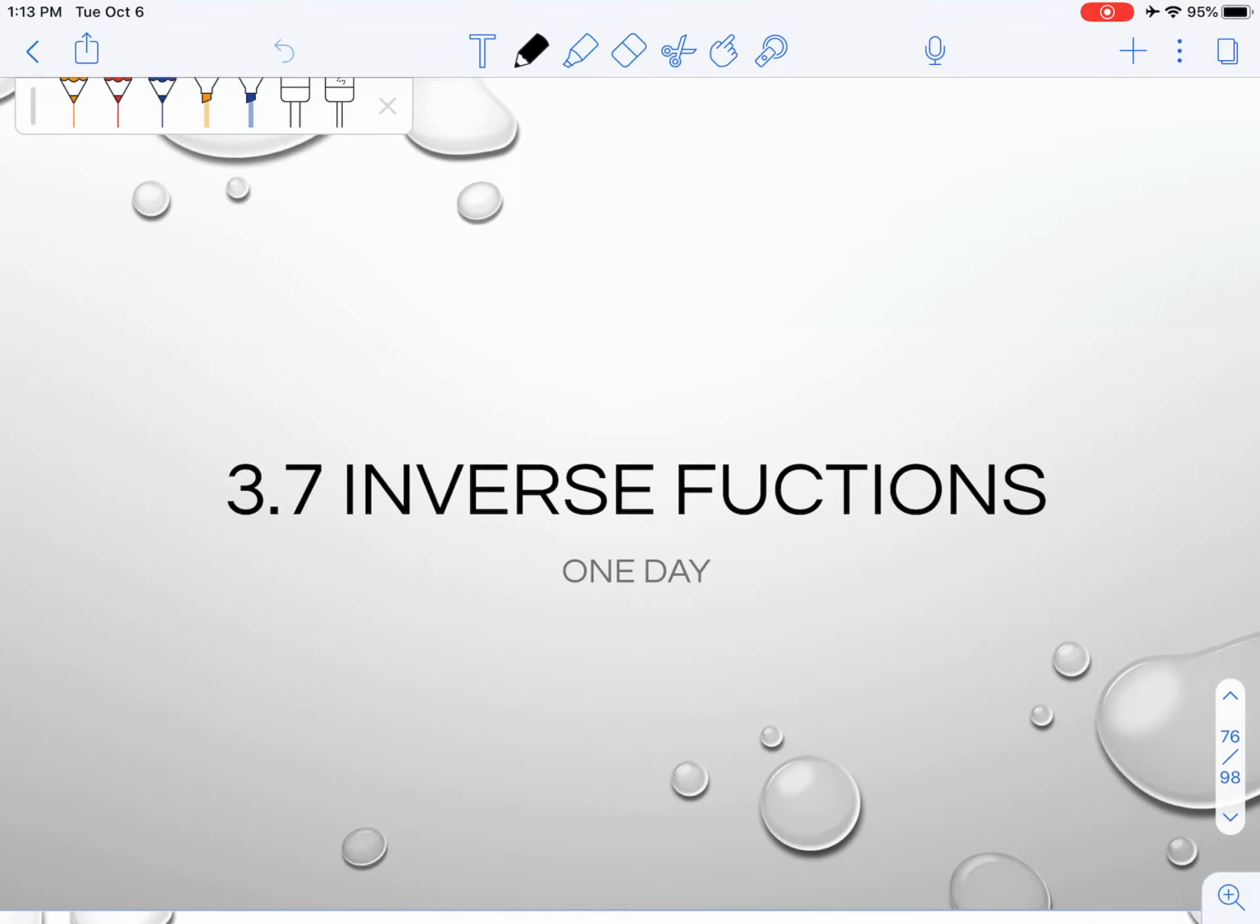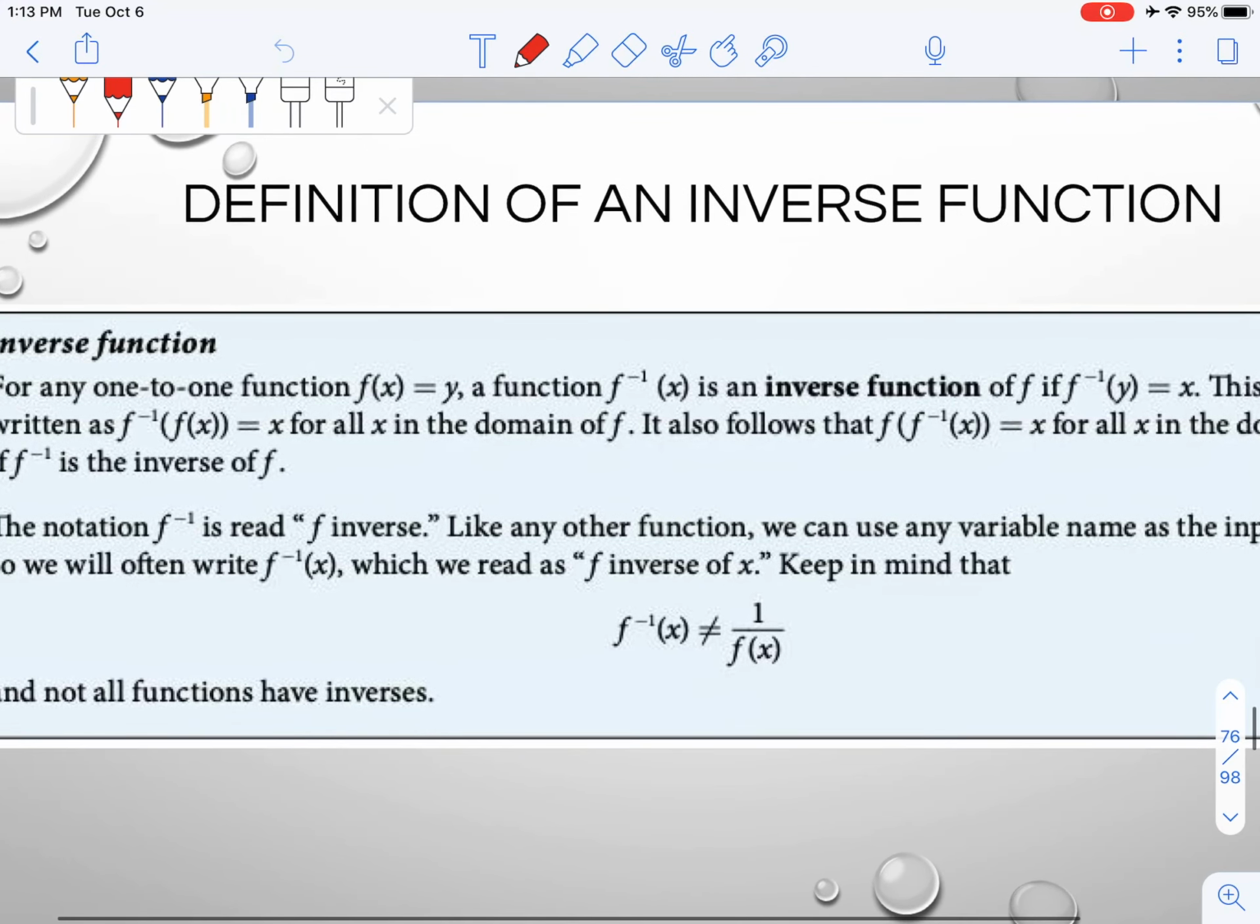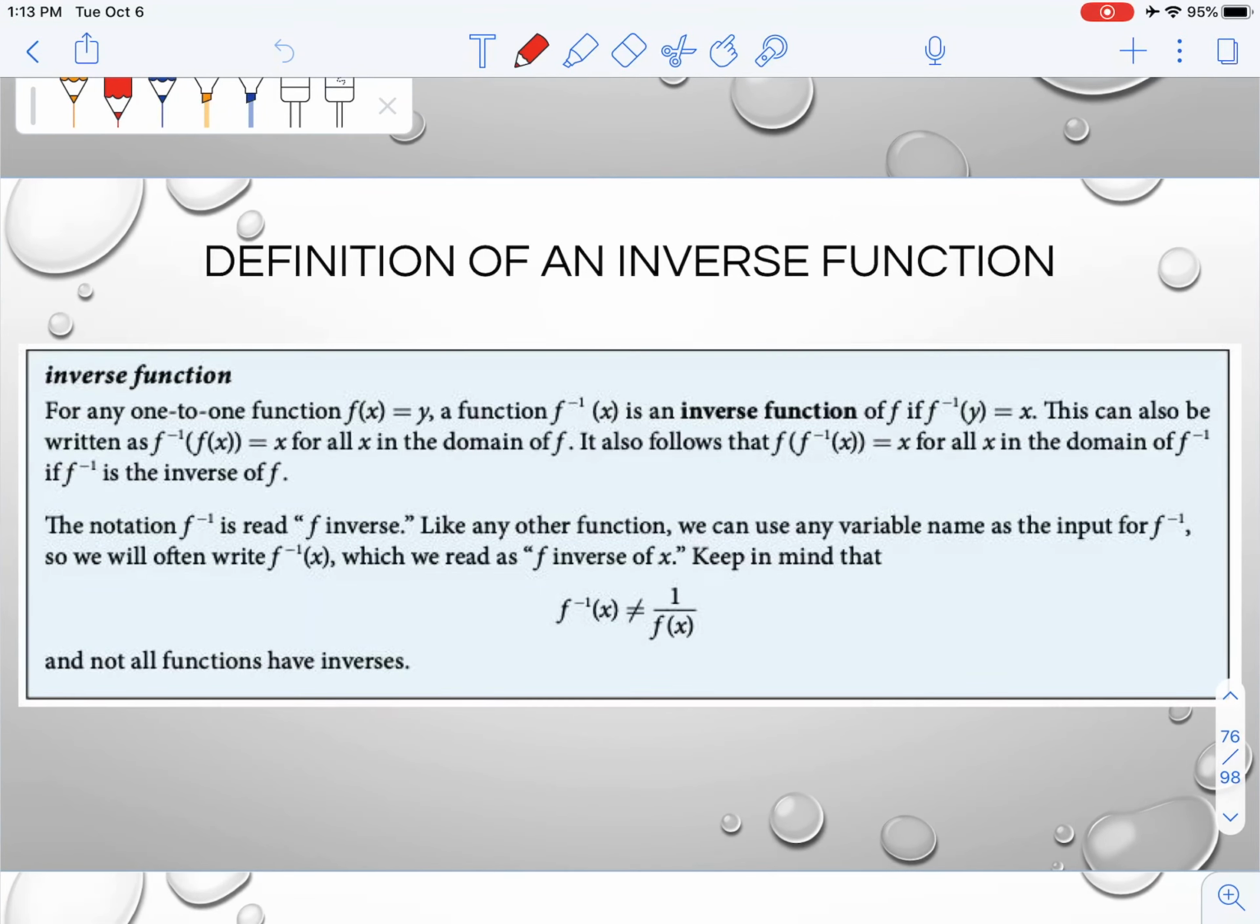All right, so our next topic is going to be 3.7, inverse functions. So let's start with the definition of an inverse. An inverse is any one-to-one function where f of x equals y has an inverse f inverse if I also have f inverse of y equals x.